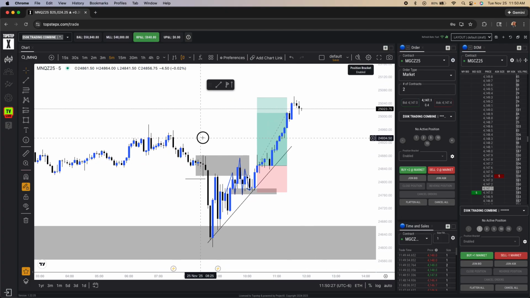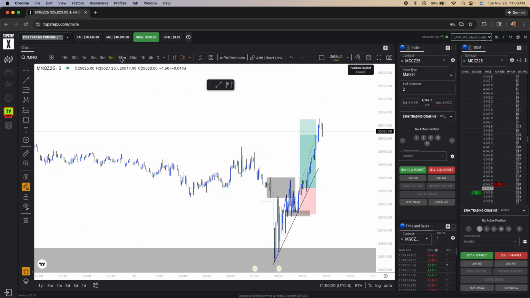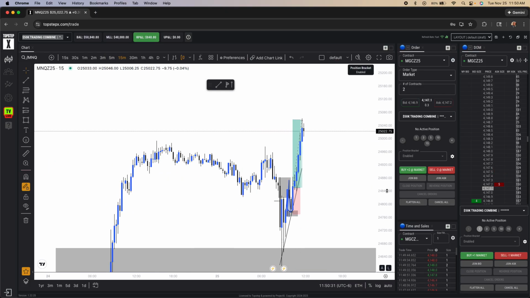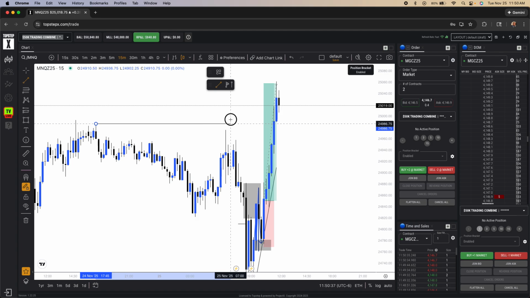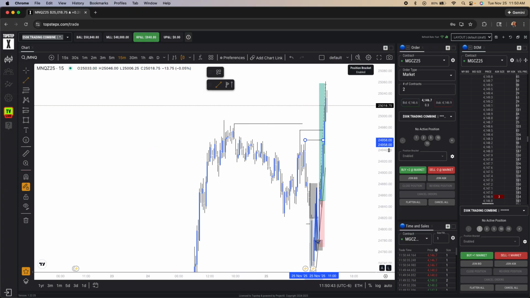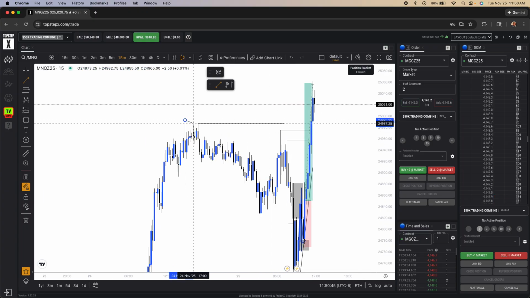So pretty simple breakdown. We also have a ton of liquidity on the top side. So I'm, again, not surprised as well that we took this out. We have the Asian high right here. This is the London high. This was the New York high. And then we had equal highs as well right here.